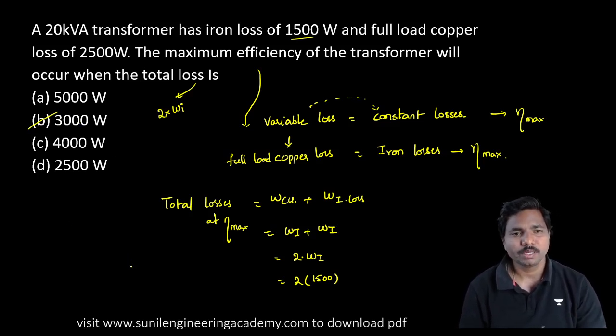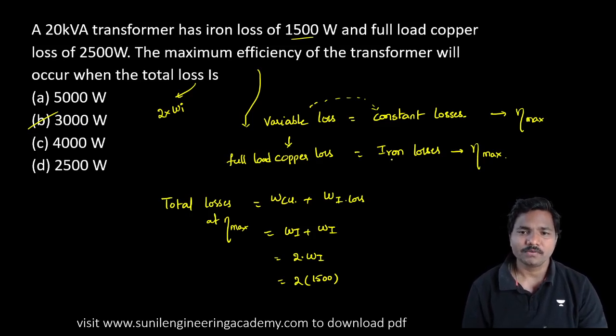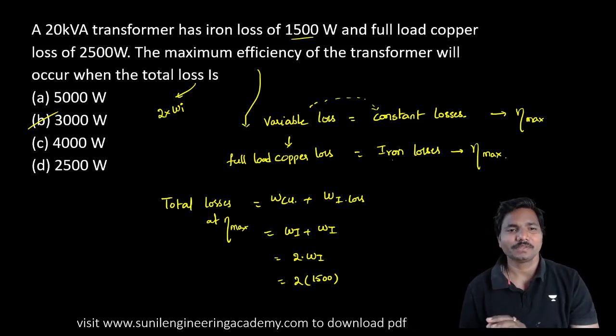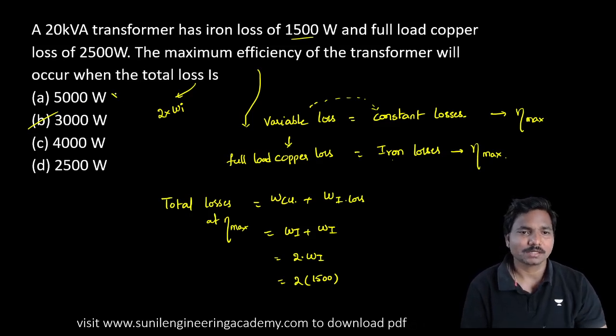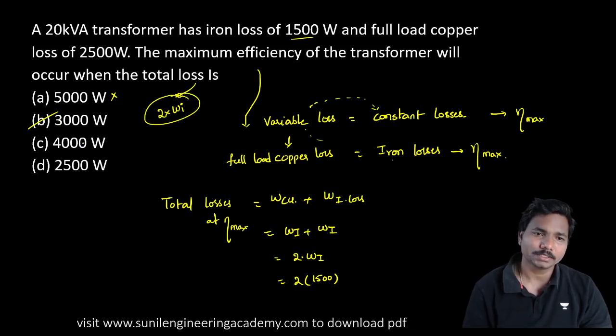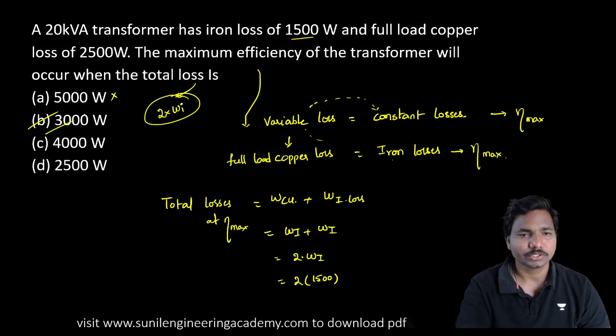Here, some of the students may make the mistake of assuming iron loss is equal to copper loss. Then iron loss will become 2500, and you will get the answer 5000, which is wrong. Only whenever variable loss is equal to constant losses, then we get maximum efficiency. Not constant loss equal to variable losses. So just remember 2 into iron losses. You can get the answer within 2 seconds.